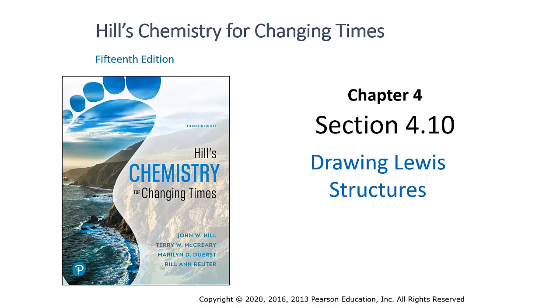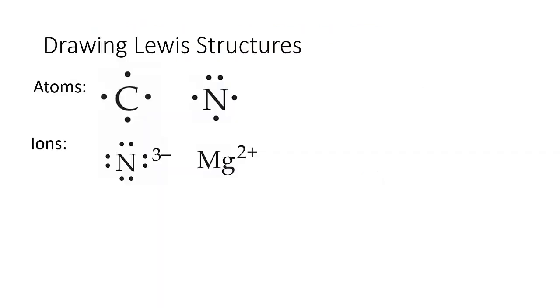Let's work together to learn how to draw Lewis structures. Now, some of these you already know how to do, such as Lewis structures for atoms, where you have an element in the center, the elemental symbol, and then you have the number of electrons around it, and these are the valence electrons. So carbon has 4 valence electrons, so we put 1 electron on all sides of the carbon for north, south, east, and west.